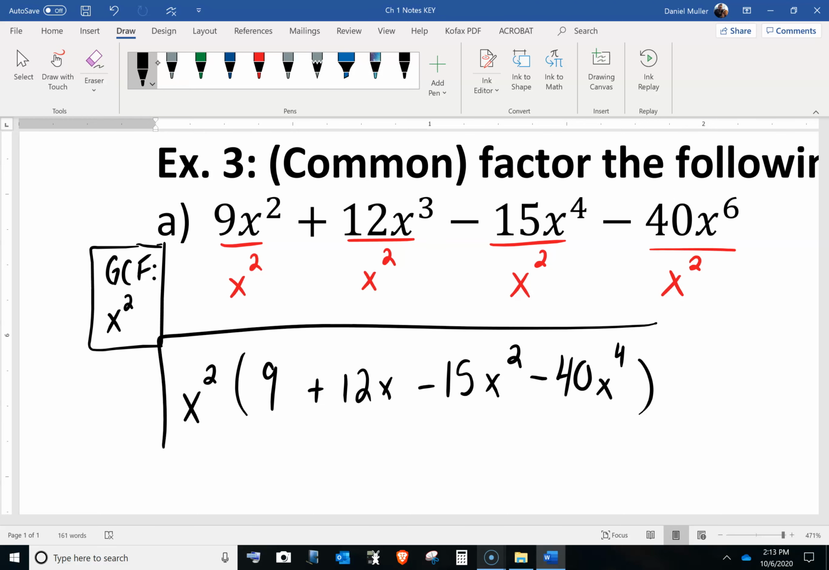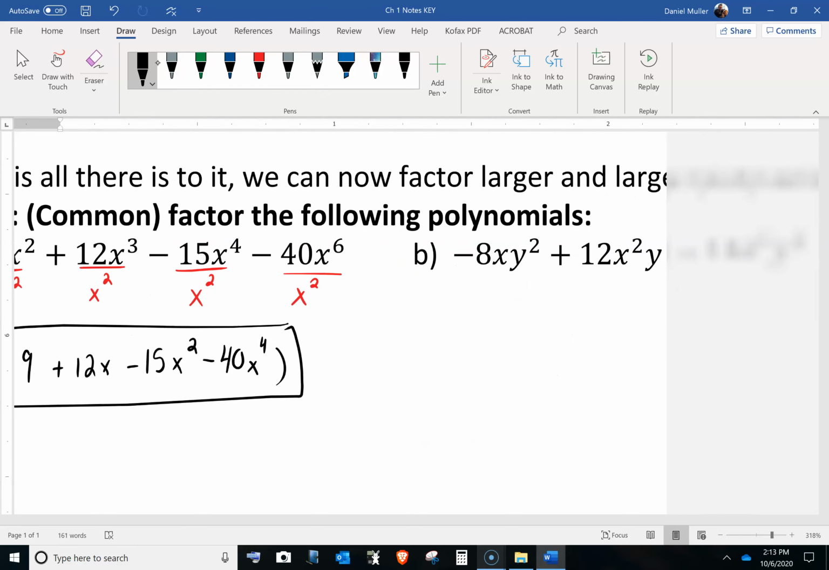So that doesn't always have a number that can come out of all of these. So let's take a look now.